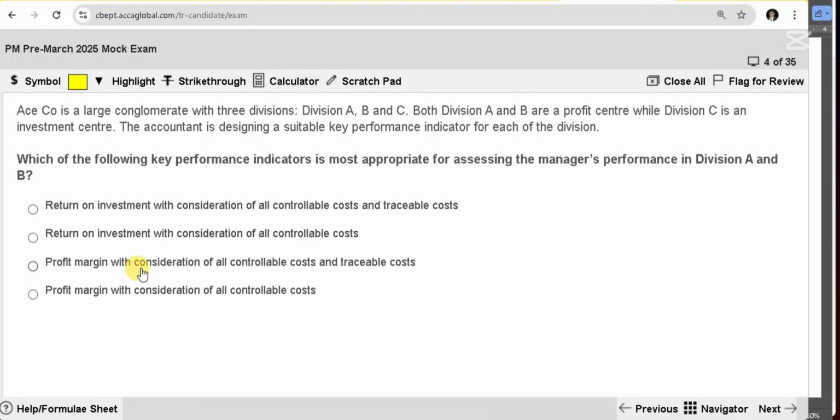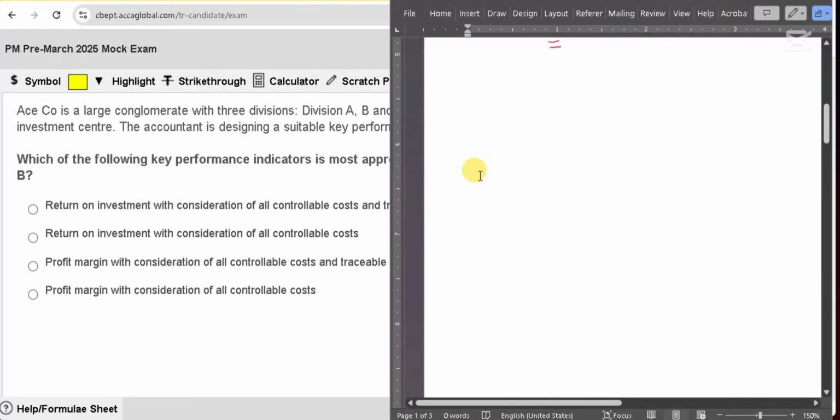What is this? Profit margin with consideration of all controllable cost and traceable cost. No. Traceable cost you include if you want to analyze the division's performance. Understand, division's performance is different. Division's performance, that is different. Manager's performance is different.